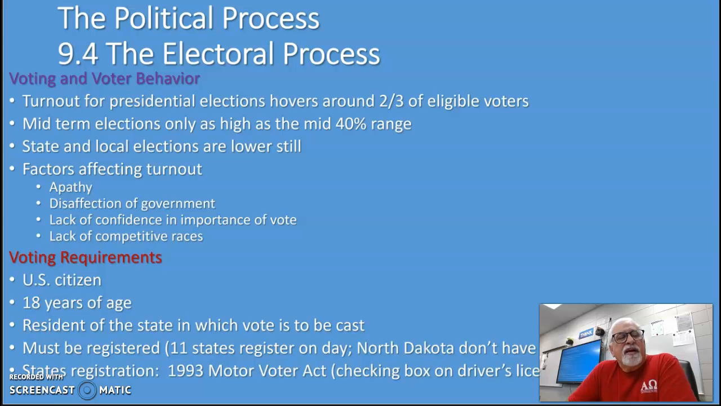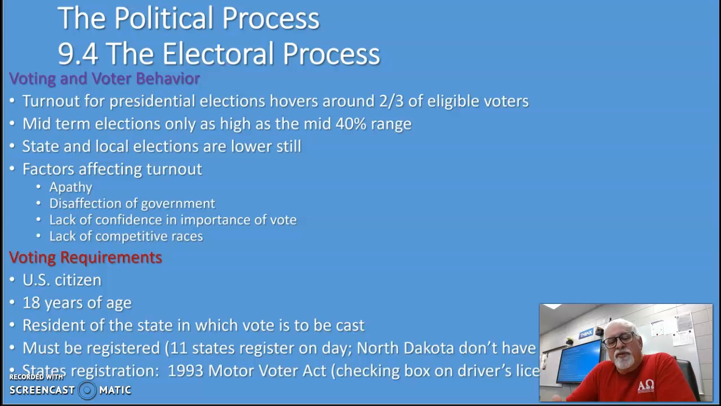Factors affecting turnout: apathy, I don't care, dissatisfaction with government, they don't do anything anyway, lack of confidence in the importance of the vote. Oh, my vote doesn't matter anyway. Or lack of competitive races. Well, he or she is going to win. Why should I spend my time to go down and vote when I already know that he's going to win? So those are all factors that can influence it.